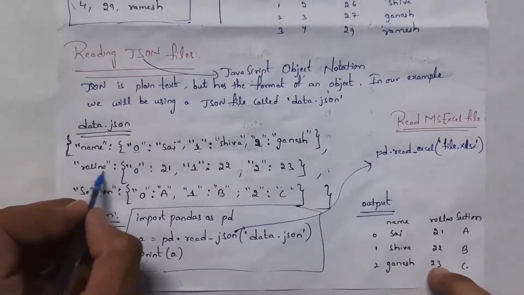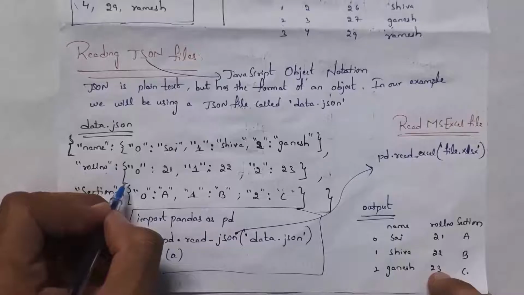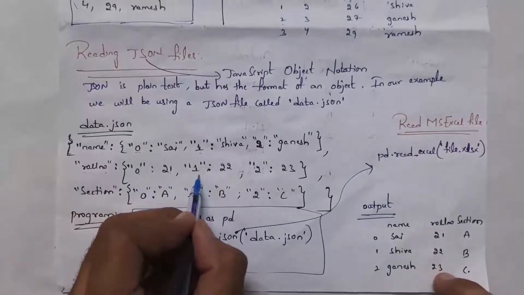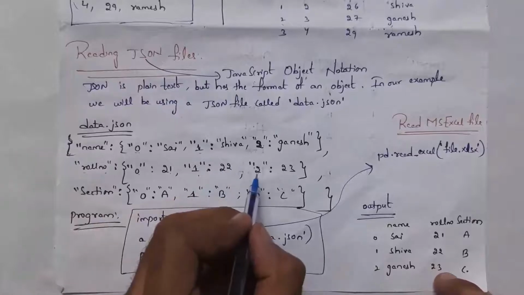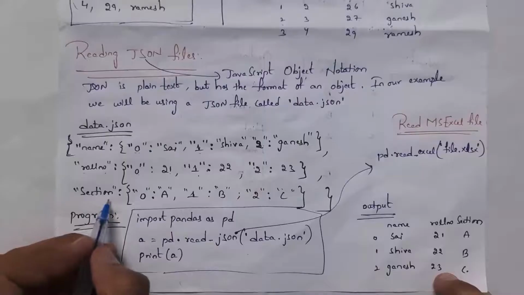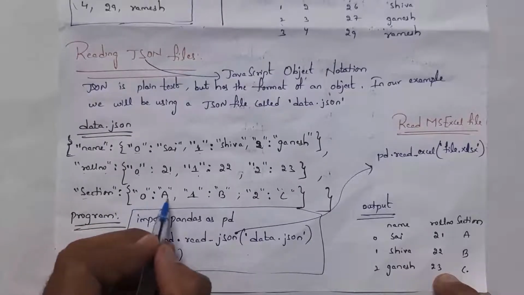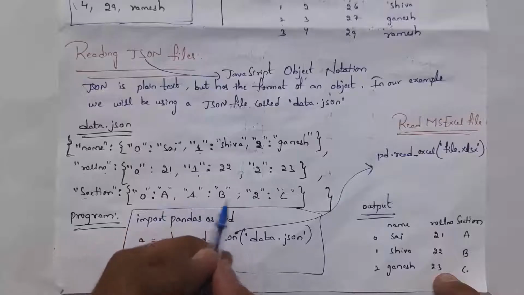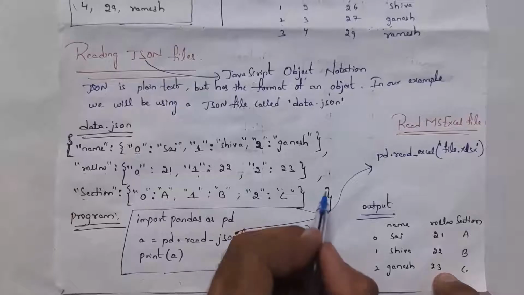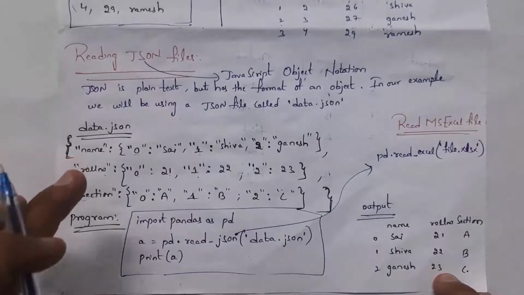And similarly, next column is rule number. So include rule number in quotations, colon. Open curly braces. Index number 0 contains rule number 21, index number 1 contains rule number 22, and index number 2 contains rule number 23. So include them in brackets, comma. And next column is section column. So in section column, index number 0 contains A, index number 1 contains B, and index number 2 contains C. So at last close this main bracket. This is simple JSON file. This JSON file name is data.json.